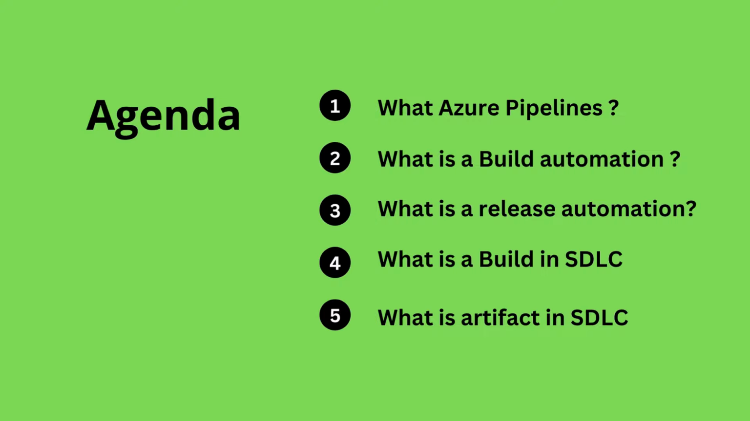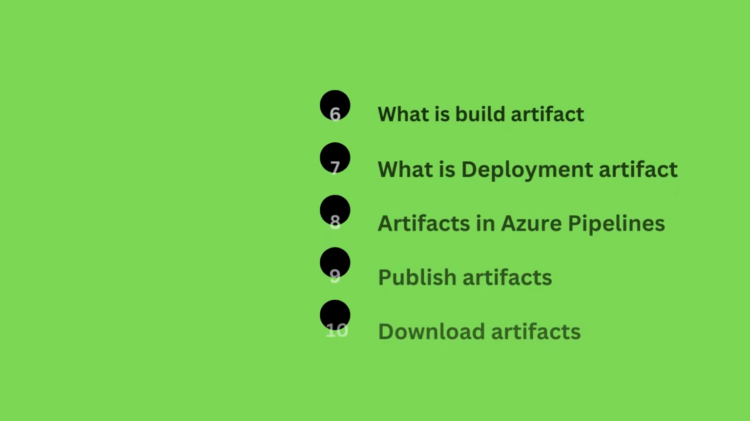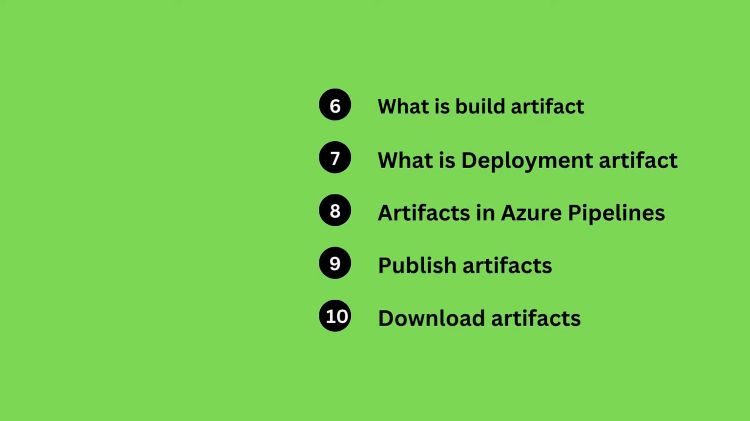Then what is the artifact in the software development lifecycle? We will understand what artifacts are in this video. Then the sixth point is what is the build artifact. If you know the artifact, then we will understand what the build artifact is. After that, we will understand the deployment artifact and Azure artifacts, which we call the artifacts in Azure Pipelines. Then we understand the publish artifacts and the download artifacts.